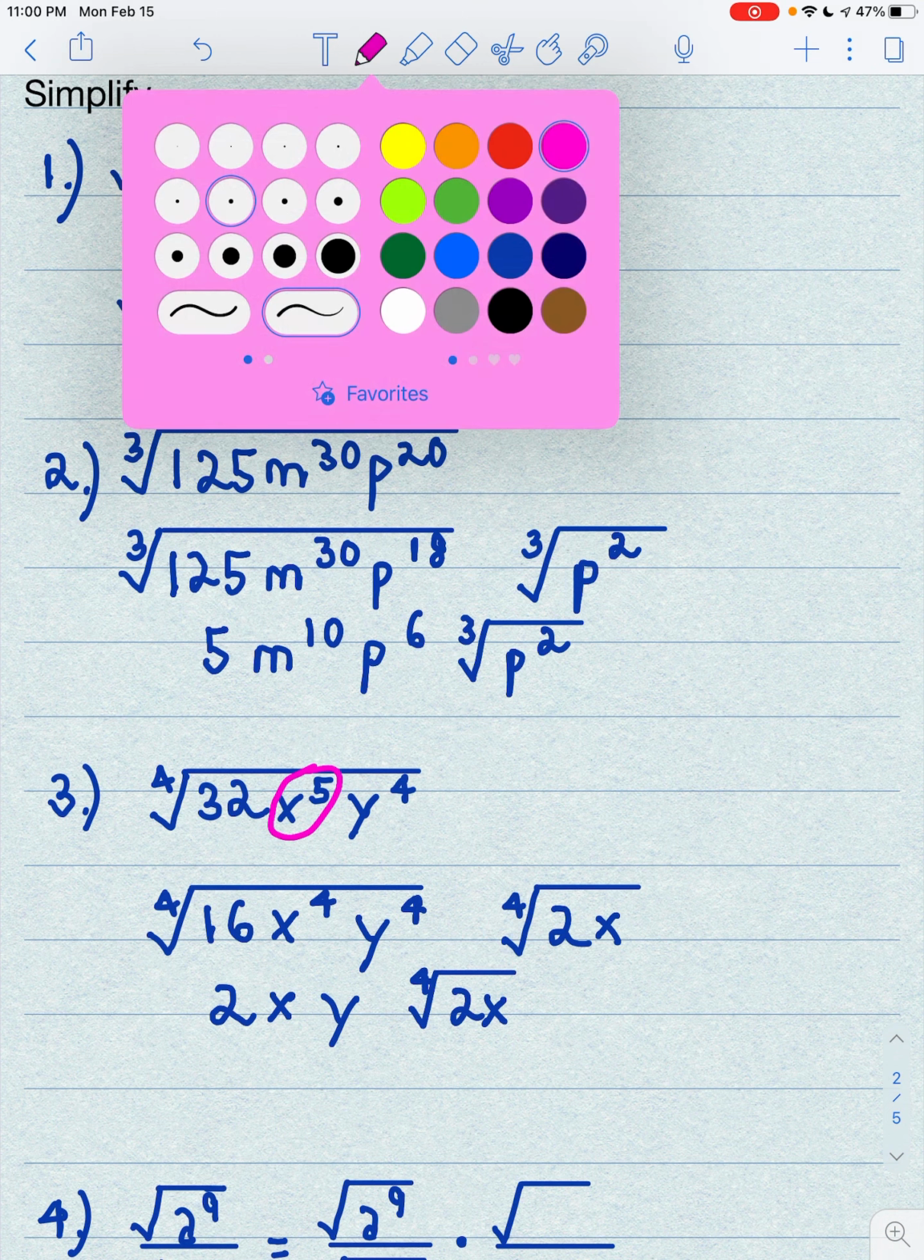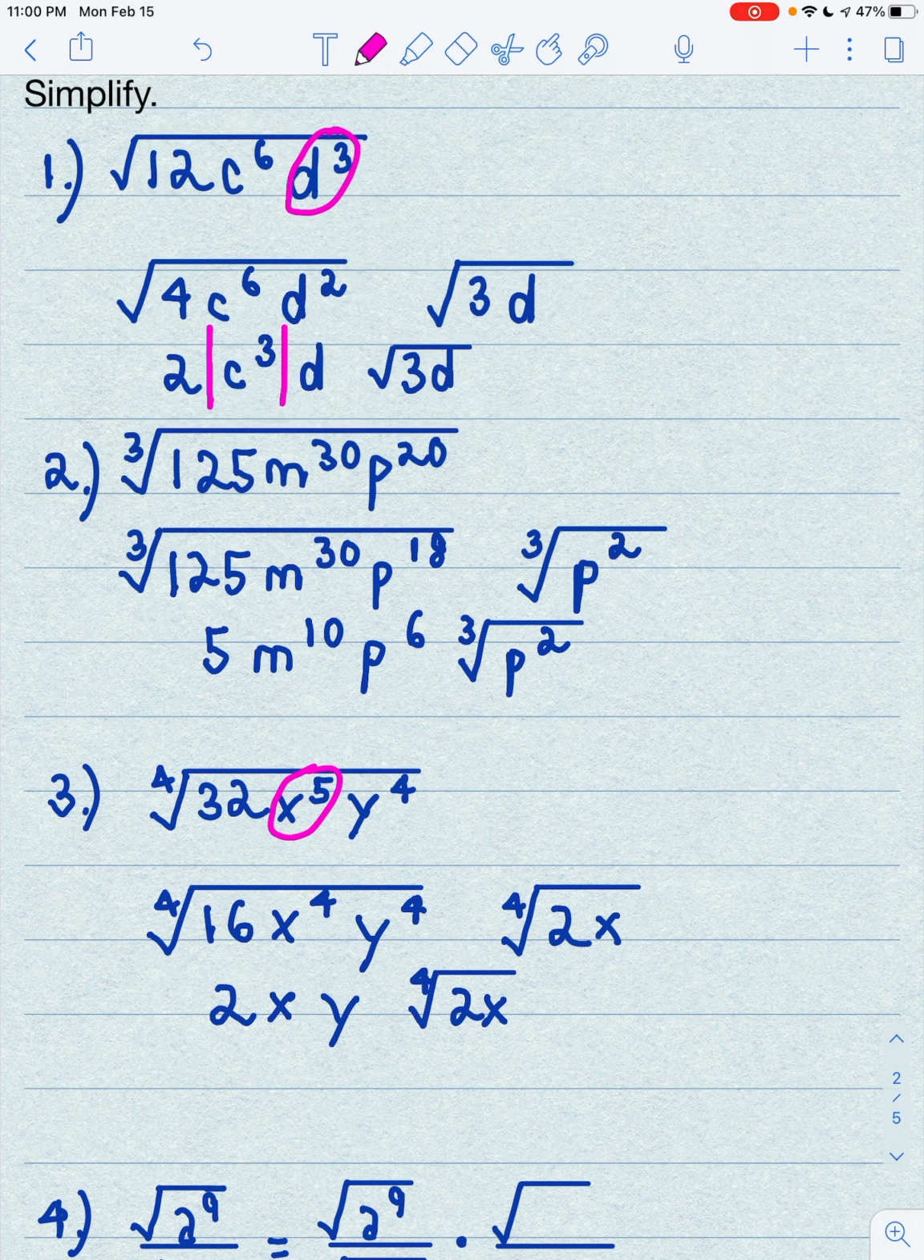And then the absolute value bars, I want to put around the variable y because I took the fourth root, an even root, of an even power, 4, which resulted in an odd power, 1. I didn't need it around x because x has to be positive if x to the 5th is going to generate a positive outcome in the original radicand.